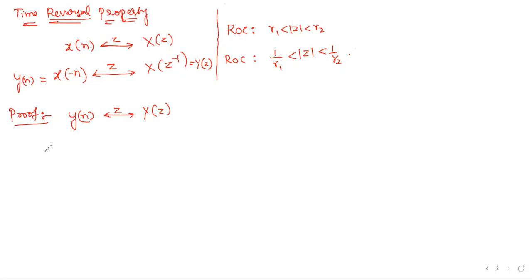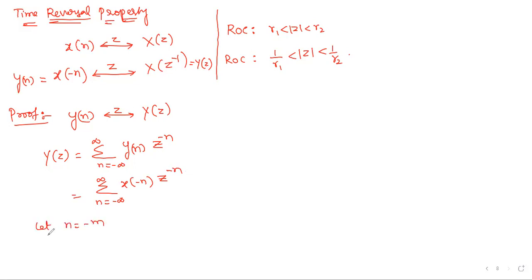Right? Now what is Y of z? Y of z is the summation n equal to minus infinity to infinity of y of n z power minus n. What is y of n? It is x of minus n, right? So now summation n equal to minus infinity to infinity x of minus n into z power minus n. Now let n equal to minus m.